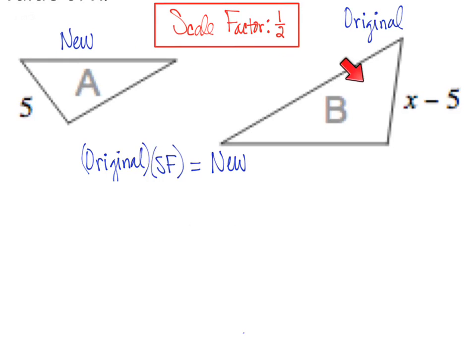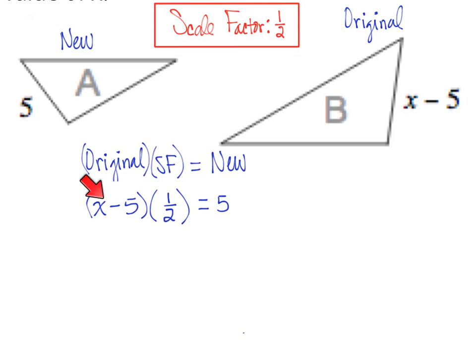Okay, so to figure out the value of x, we're going to use our formula, which is the original times the scale factor equals the new, right? So I know that the original is x minus 5, so let me write x minus 5 times the scale factor, which is 1/2, and that's going to equal the new, which is 5, right? Because that's the new side right here, 5.